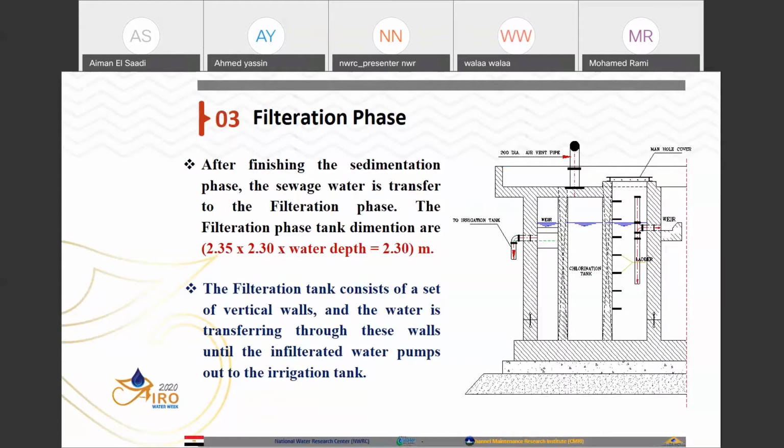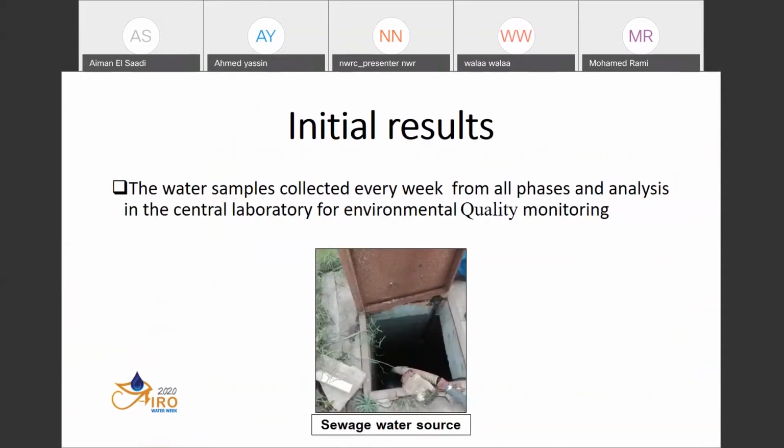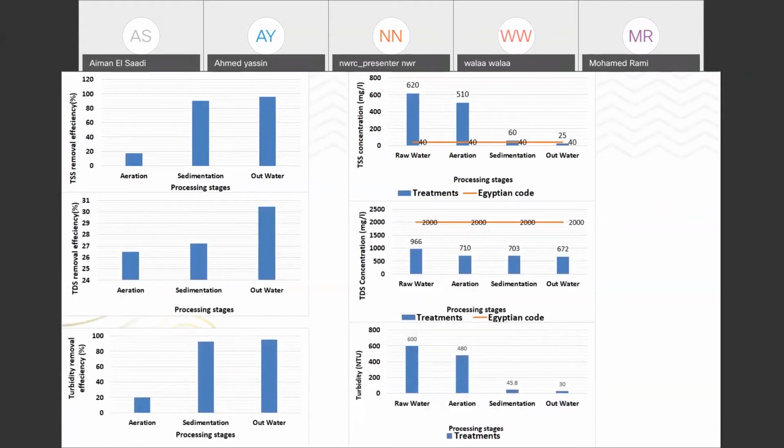The water is transferred through these walls until the infiltrated water is pumped out to the irrigation tank. The filtration phase, the wastewater treatment before and after the process. From the initial results, water samples were taken from all phases and analyzed in the central laboratory for environmental quality and monitoring.